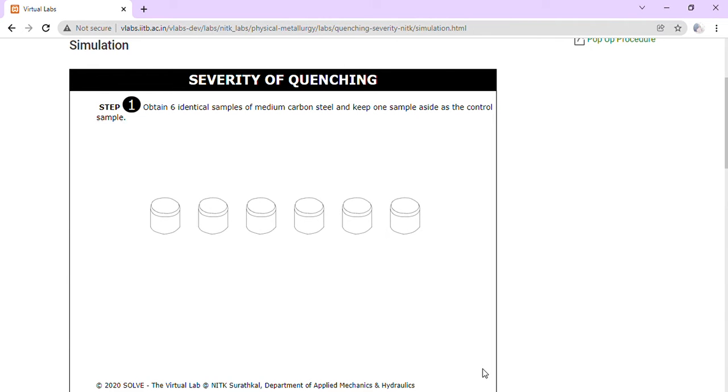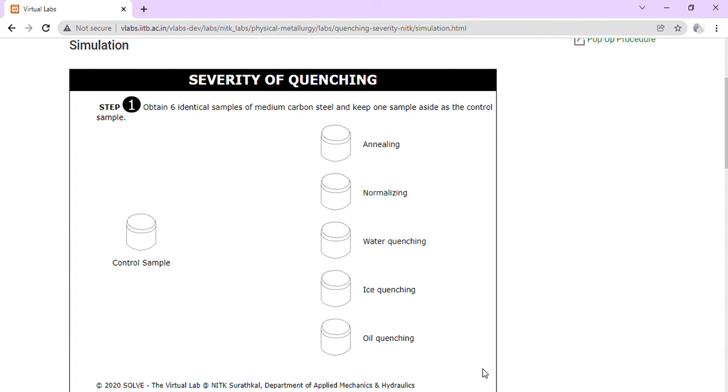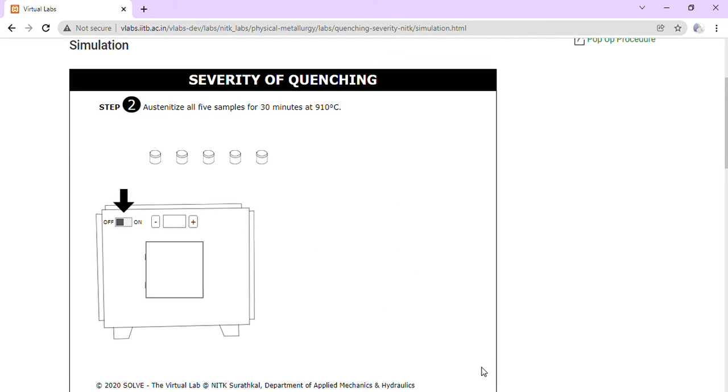So step 1 is obtain 6 identical samples of medium carbon steel and keep one sample aside as the control sample. Annealing, normalizing, water quenching, ice quenching, and oil quenching. Step 2, austenitize all 5 samples for 30 minutes at 900 degrees Celsius.